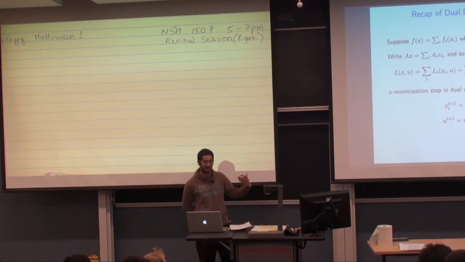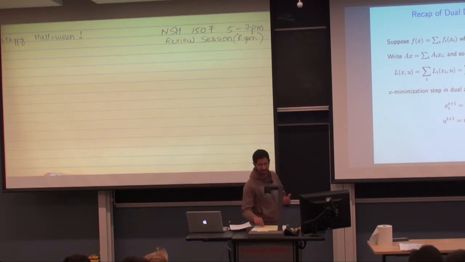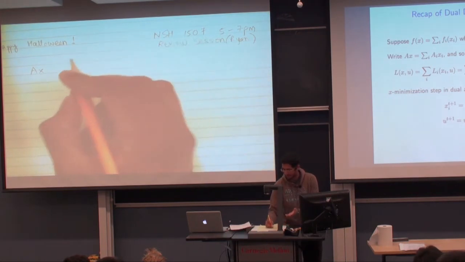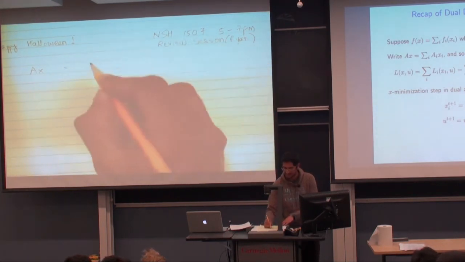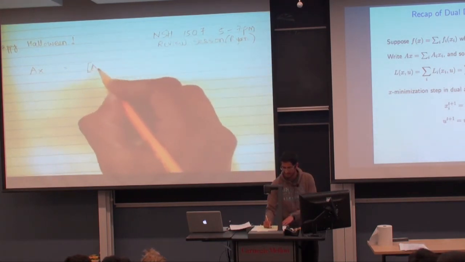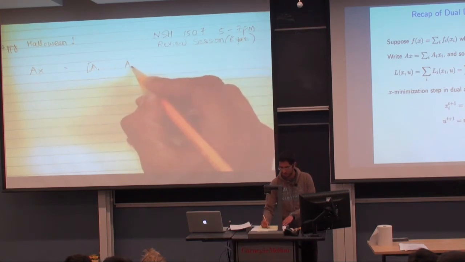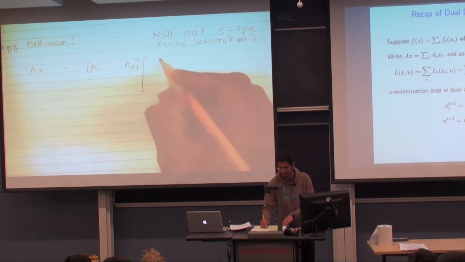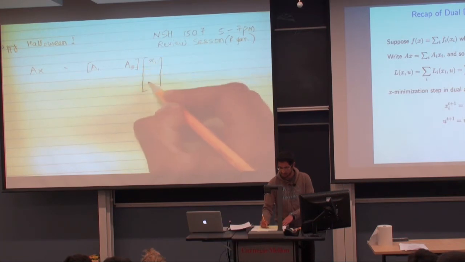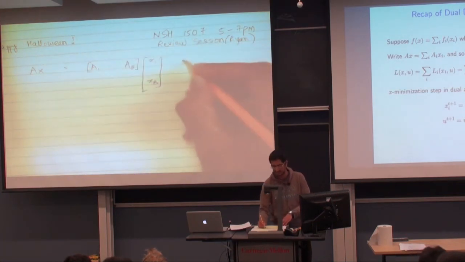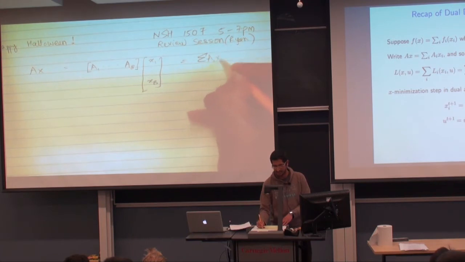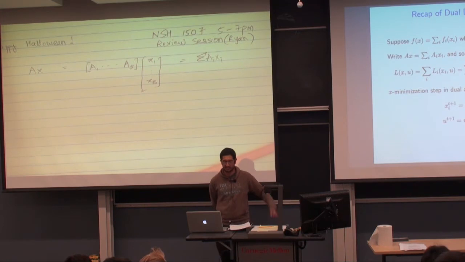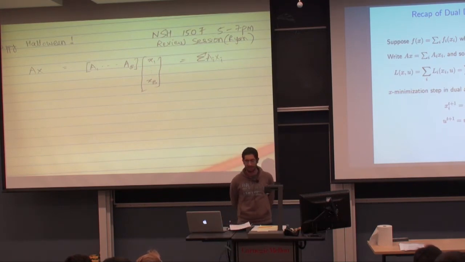We write it as the sum over i of Ai xi, right? So I think it should be pretty clear that if I have something of this form Ax, I can just block it out into however many blocks there are, and block the x's out into however many blocks there are, and then this is just the sum of Ai xi, right? So you can write your constraint as the sum of Ai xi equal to b.